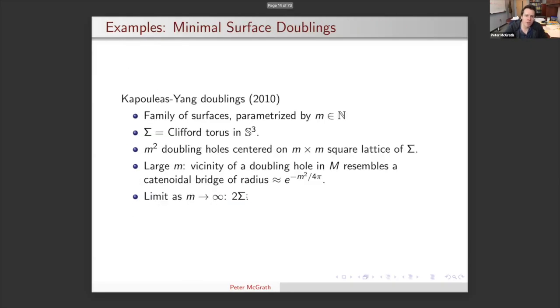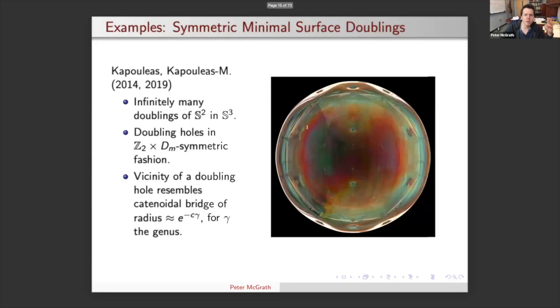I should mention one thing. At some point in the 80s, some doublings like this, doublings of the Clifford torus, were proposed in an announcement by Pitts and Rubinstein. Their constructions were never fully carried out by then, but Dan Ketover more recently has completed some of their constructions using the min-max approach.